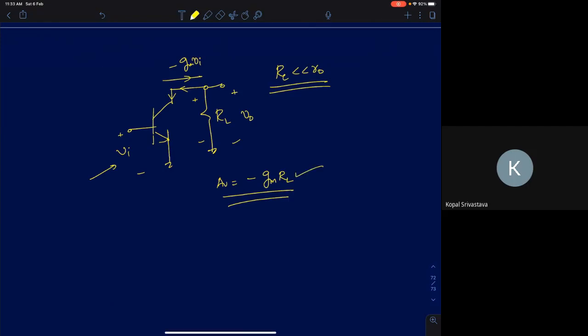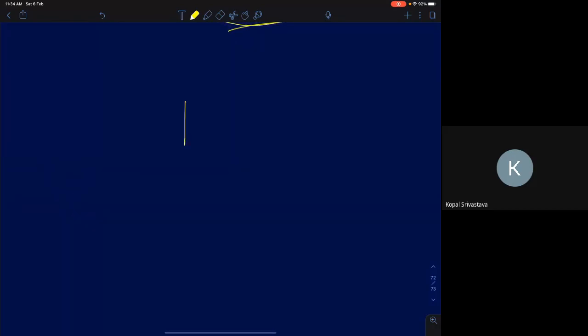But the problem with this amplifier, it's highly nonlinear. So if I increase my input signal, I'm going to get a lot more additional terms. Your V0 will not just be minus gm RL times Vi. It will also have some terms which are proportional to Vi square, Vi cube, and so on. Okay, so this is nonlinear distortion. Now what we will do is that we will add a resistance in series with the emitter terminal.